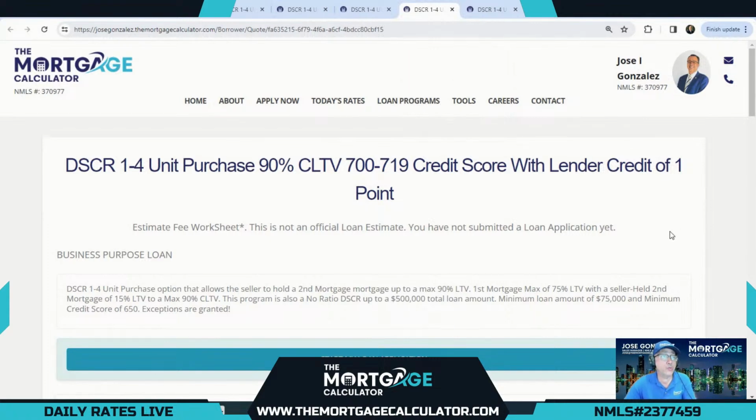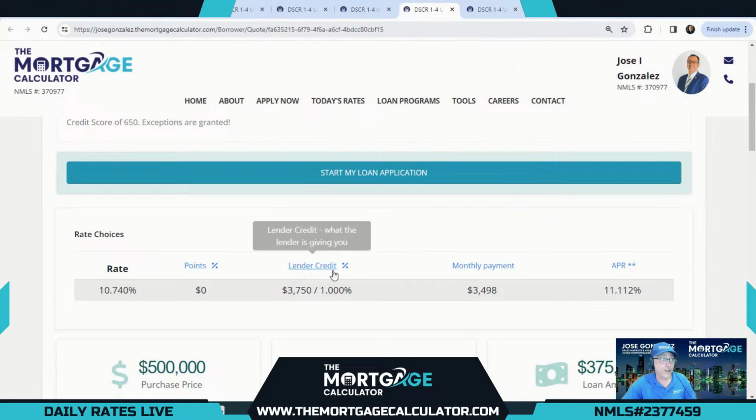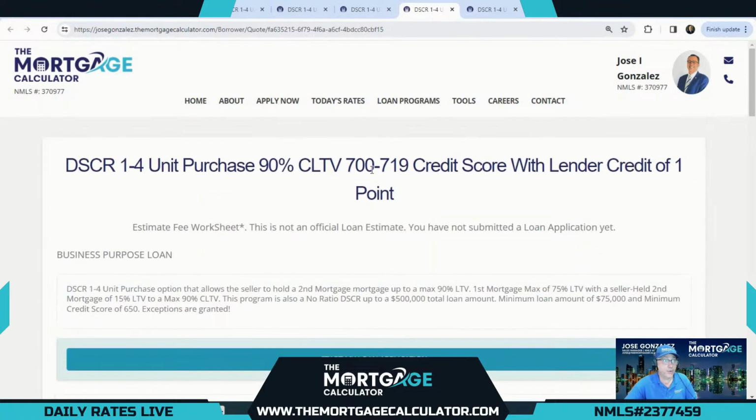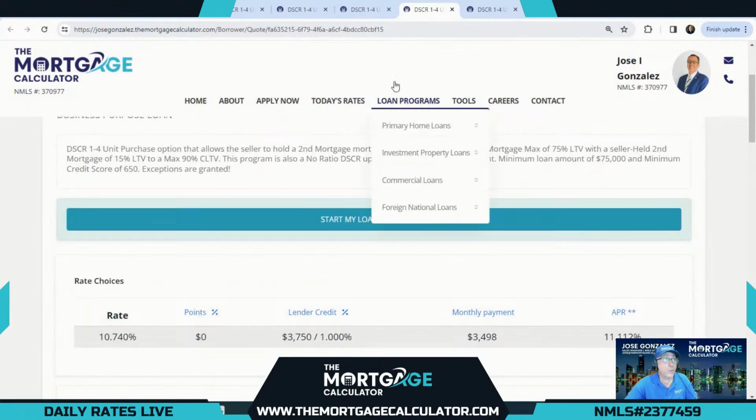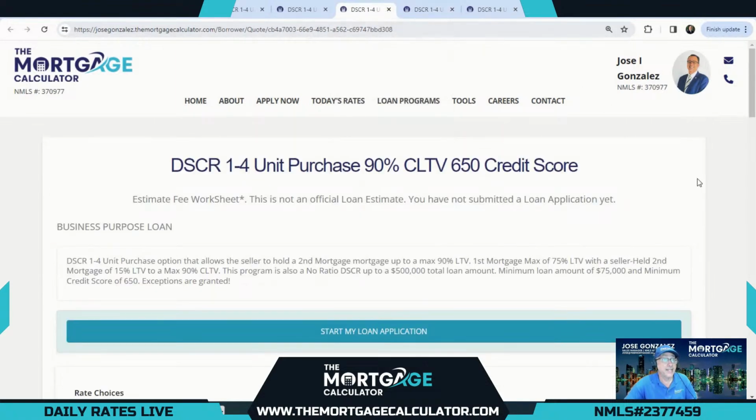Now, if you wanted to structure the quote so that the borrower received a 1 point lender credit, that way using that 1 point to offset the 2.75 broker fee, then you could structure the loan this way, where it increases the rate to 10.74. So to get that 1 point lender credit, the rate increases by 0.5% to get the 1% lender credit. Still a good option for 700 to 719 credit score, 10.74 rate with a 1 point lender credit.